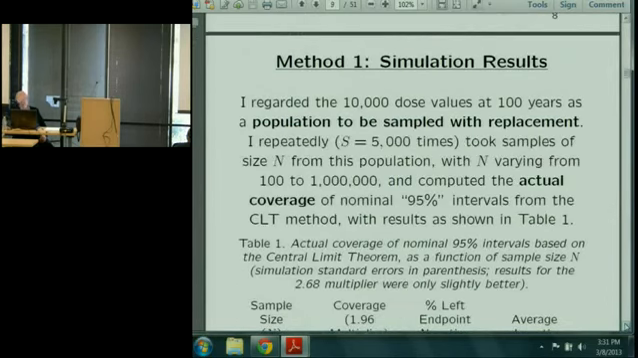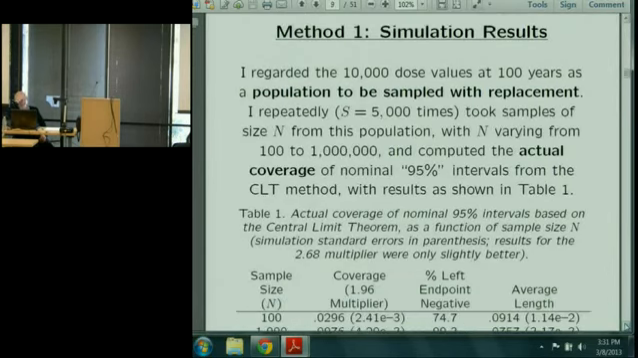Well, to see whether that happens a lot, I regarded the 10,000 dose values at 100 years as a population to be sampled from with replacement. So in effect, I'm bootstrapping the data set to create other data sets that are like what I think I might have seen if I ran that program at AA Technologies longer. And then I repeatedly, 5,000 times, took samples of size little n from this population, again in an IID manner. So here I'm using the bootstrap in a completely different way, not to come up with a single confidence interval, but to test the validity of a method for creating confidence intervals.